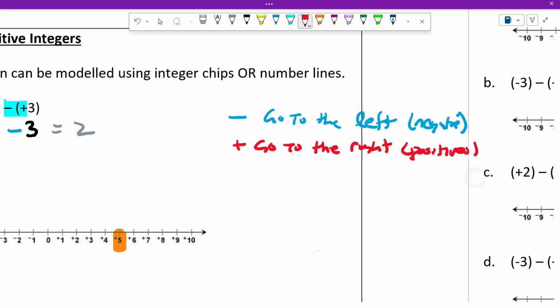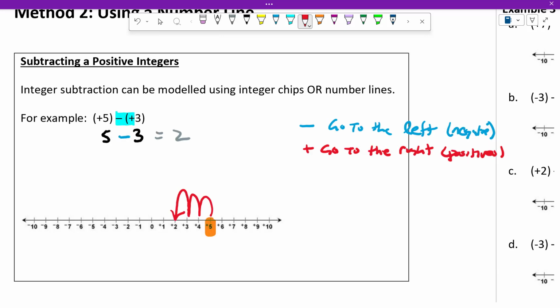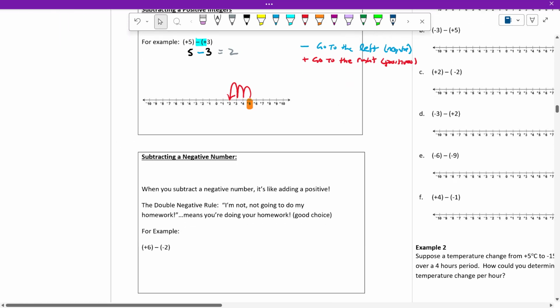So, we start at 5, and it says, move towards the negatives by 3 spots. 1, 2, 3, and you land at 2. And that's it. So this is how we're going to do it. But eventually, I'm hoping that with this process you can just imagine the number line in your head. I'm at 5, I'm going to go back 3, I'm sitting at 2. So let's do a couple of these to get used to this.